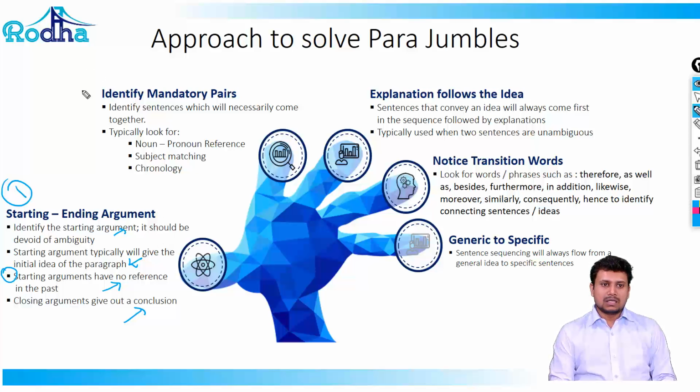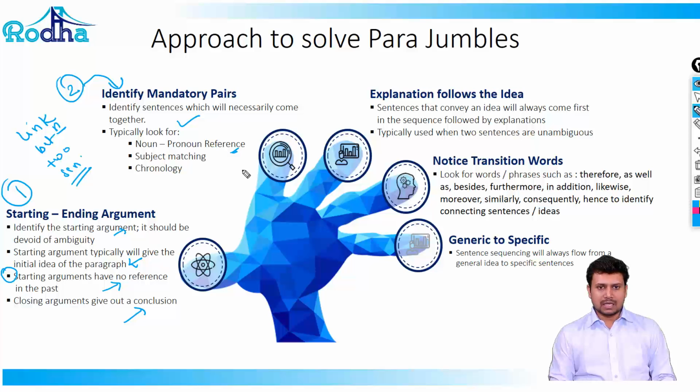The second approach that we will see today is the identification of mandatory pairs. Mandatory pairs might also be understood as what we can link between 2 sentences. So any form of link between 2 sentences is the mandatory pair. Now, typically what types of pairs become mandatory? For example, the first type of pair that we are looking at is called a noun-pronoun reference.